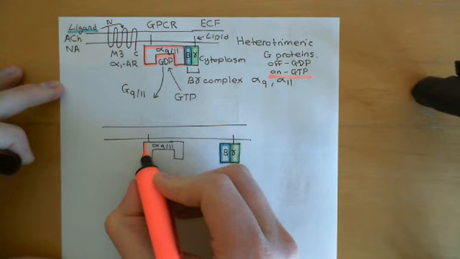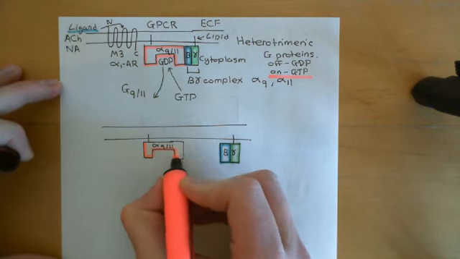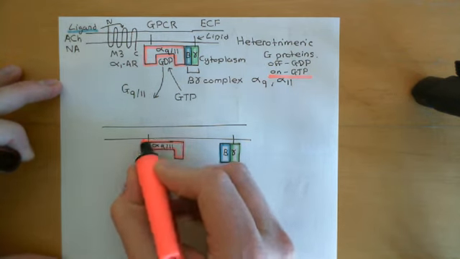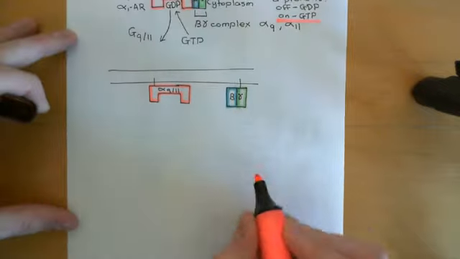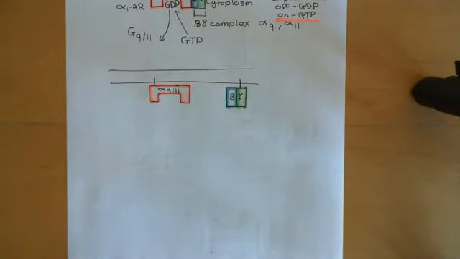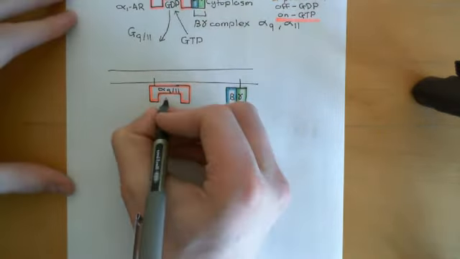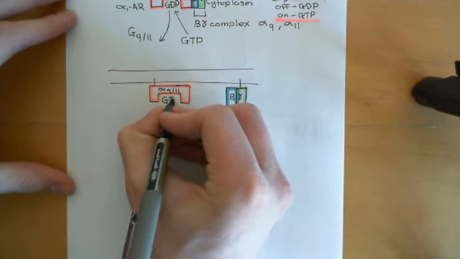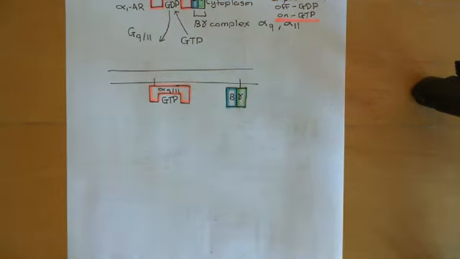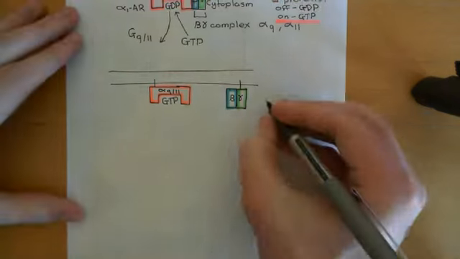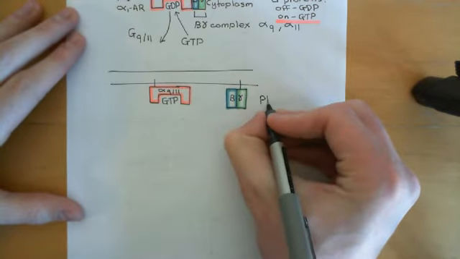Okay, now both of these subunits can actually have signaling roles, but we're specifically going to be interested in alpha-Q/11's signaling roles. So alpha-Q/11 is now in the on state with guanosine triphosphate bound to it. What does it now do? Well, it's going to activate an enzyme known as a phospholipase C beta enzyme.